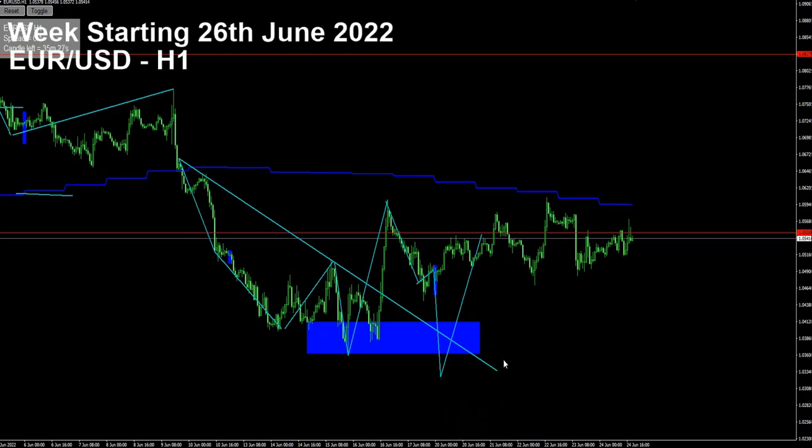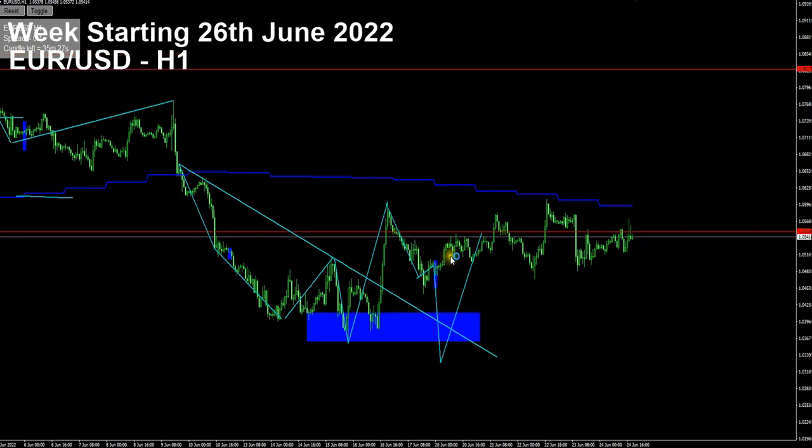We're going to start with the Euro USD on the 1 hour chart. And of course, first of all, we're going to look at price action trading. As usual, this blue rectangle here represents the start of the trading week. So all these candles are what's happened since last Sunday evening when the markets opened here in the UK.